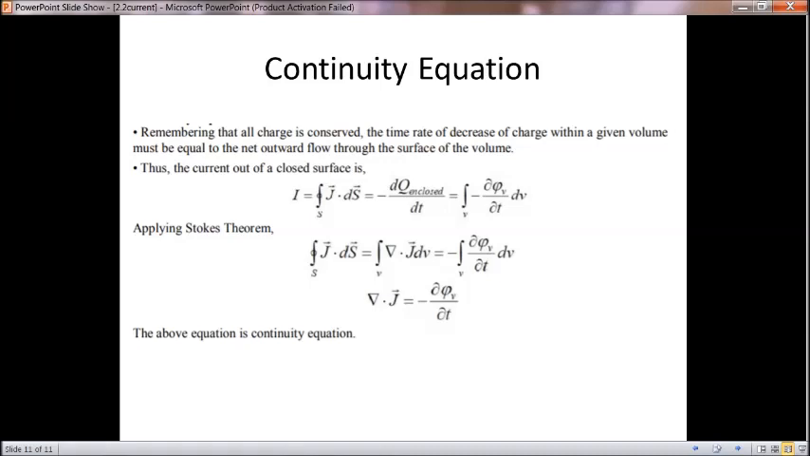So the continuity equation is an important question. Whenever you are asked to write about the continuity equation, you have to start from the current density, and only then give the continuity equation.